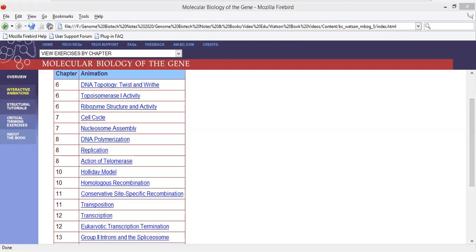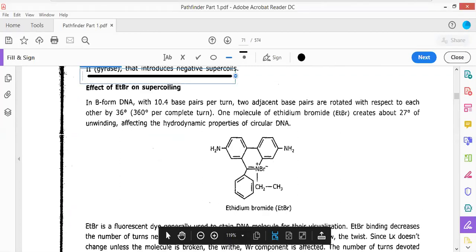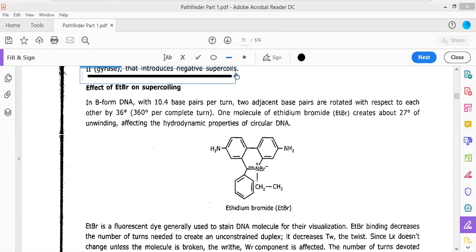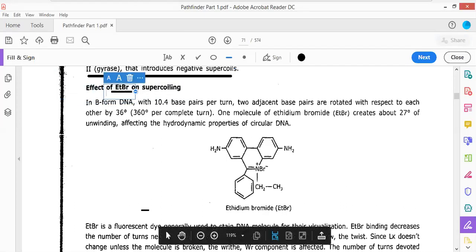we would now be switching ourselves to the Pathfinder again. Now we have to look at the structure of ETBR. There is a compound that we are going to talk about, one that is referred to as ETBR, ethidium bromide. Now, how does this ethidium bromide act? This is a chemical agent which is highly carcinogenic in nature. Now, the function of ETBR and how does this ETBR act?